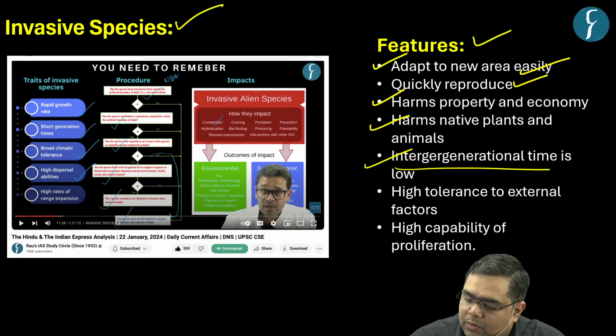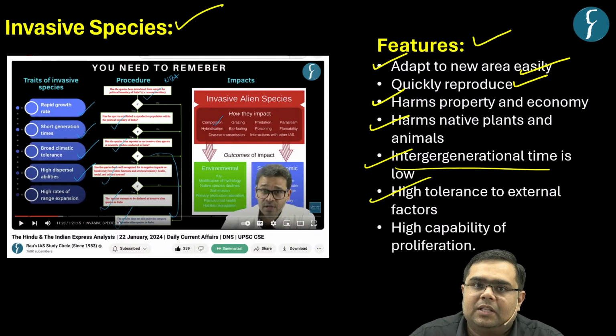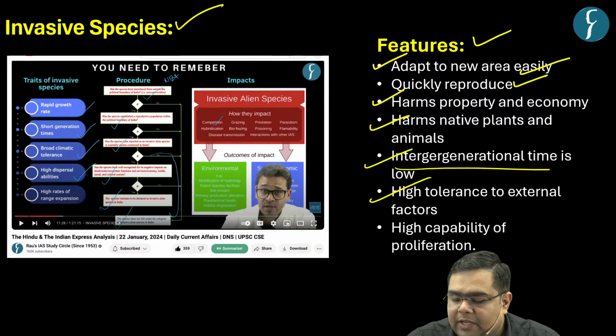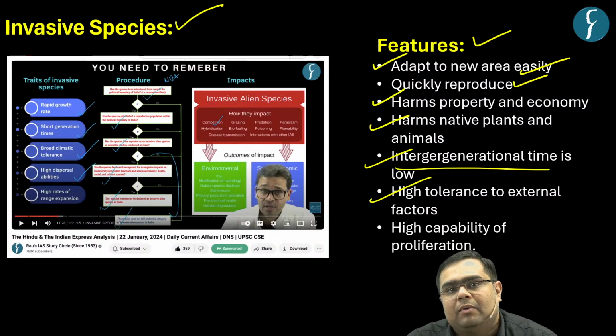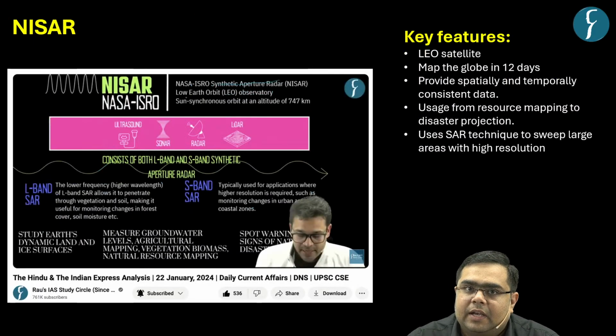Then, the next point was that invasive species have very high tolerance to external factors. External factors such as change in the pH of water could be one factor, overall change in the water or change in the temperature or climate could be another factor, and so on, right? And lastly, another factor was high capability of proliferation, right? So this was the first topic that was taken with respect to your preliminary examination. The key point to remember is that recently Gambusia fish was termed as one of the invasive species available in the Indian environment.